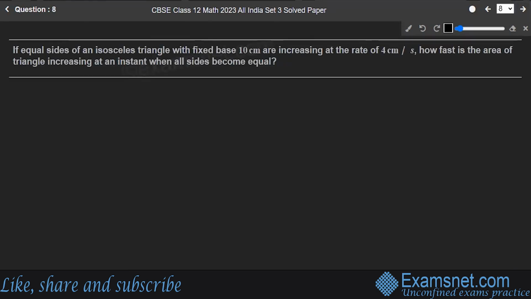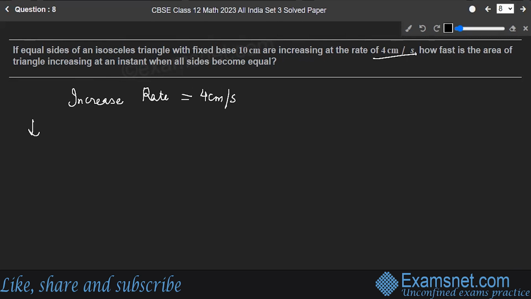If the equal sides of an isosceles triangle with the fixed base 10 centimeter are increasing at the rate of 4 centimeter per second, how fast is the area of the triangle increasing at an instant when all sides become equal? When you're given that side is increasing, you're given, first of all, it's an isosceles triangle, and the equal sides are increasing at the rate of 4 centimeter per second. Fine. So increase rate is 4 centimeter per second.